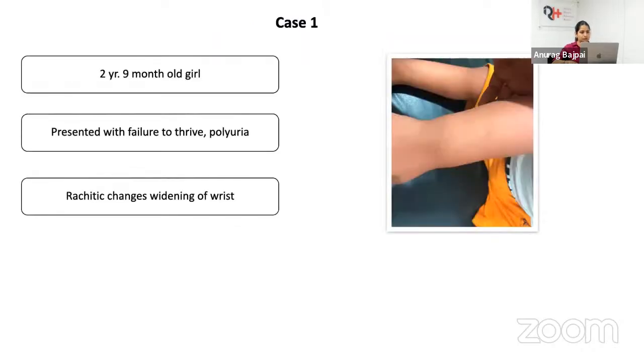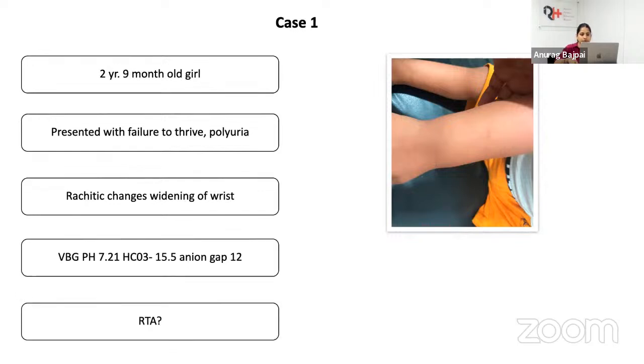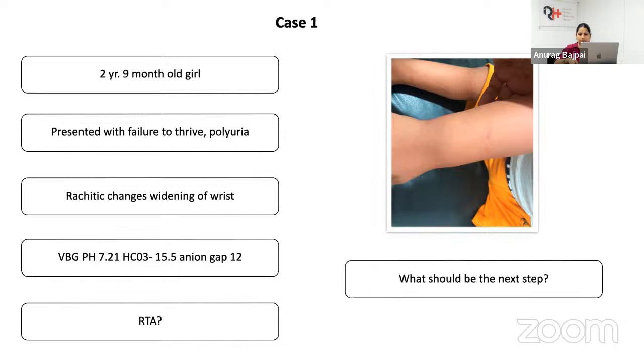So we have this 2-year-old child; the test was done, which was acidic, and the anion gap was 12. So is this a case of RTA, or what should be the next step to be done in this case? You can write in the chat option.